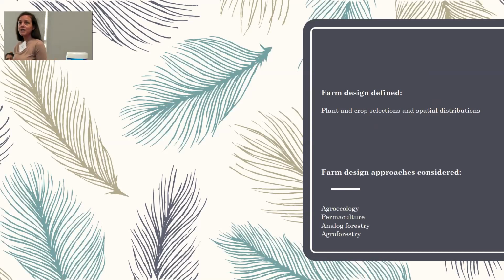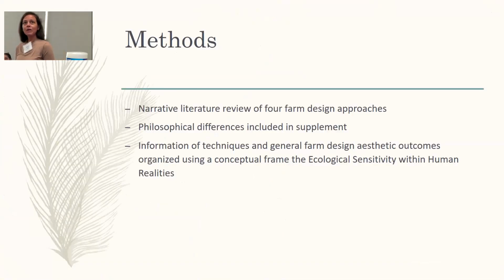The 4 farm design approaches I consider are agroecology, permaculture, analog forestry, and agroforestry. I know that agroecology and agroforestry aren't often referred to as a farm design approach, but because I'm conceptualising within a design framework, I chose to put them in there, thinking that actually they can combine. So the paper's looking at finding complementarity between these 4 farm design approaches in that way. The method used is a narrative literature review.